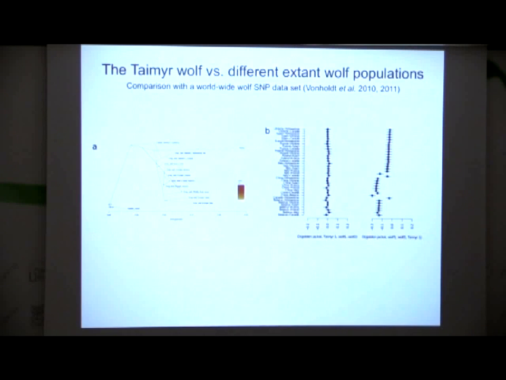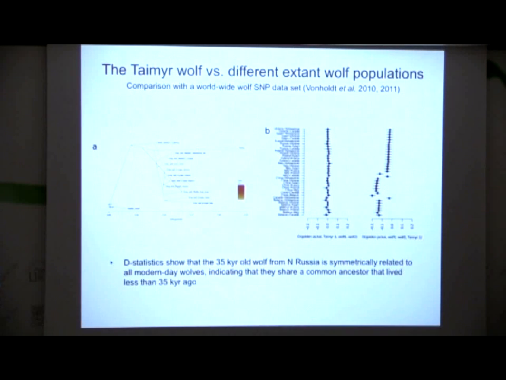And again, that means that it looks like the Taimyr wolf was symmetrically related to all modern day wolves, including in North America, though you can't really see that here. So this would indicate that sometime after 35,000 years ago, all modern-day wolves might have shared a common ancestor. That in turn could indicate that there might have been a bottleneck in the worldwide wolf population sometime after 35,000 years ago, presumably before 12,000 years ago, because that's when the Bering Strait sea levels rose and North American wolves became isolated.